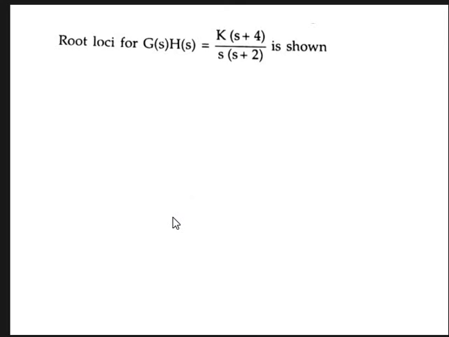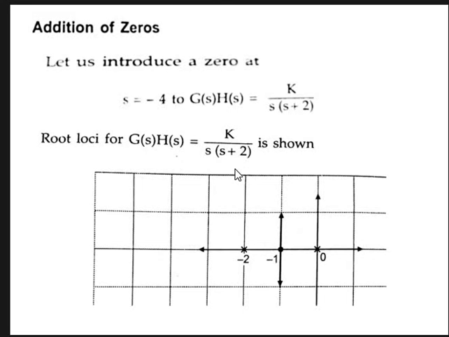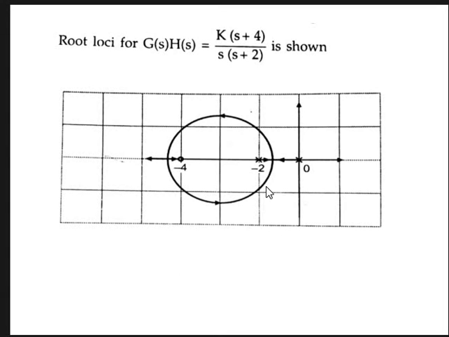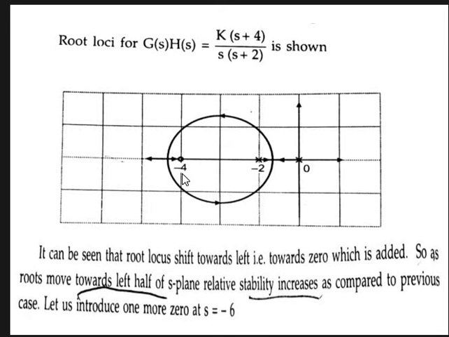Now compare these two cases. First case is K by s into s plus 2. Here the root locus travels towards infinity along plus 90 degrees and minus 90 degrees azimuth. Now in this case the root locus branches are moving away from the imaginary axis. This is the imaginary axis. This root locus is moving like this, so it is moving away from the imaginary axis.